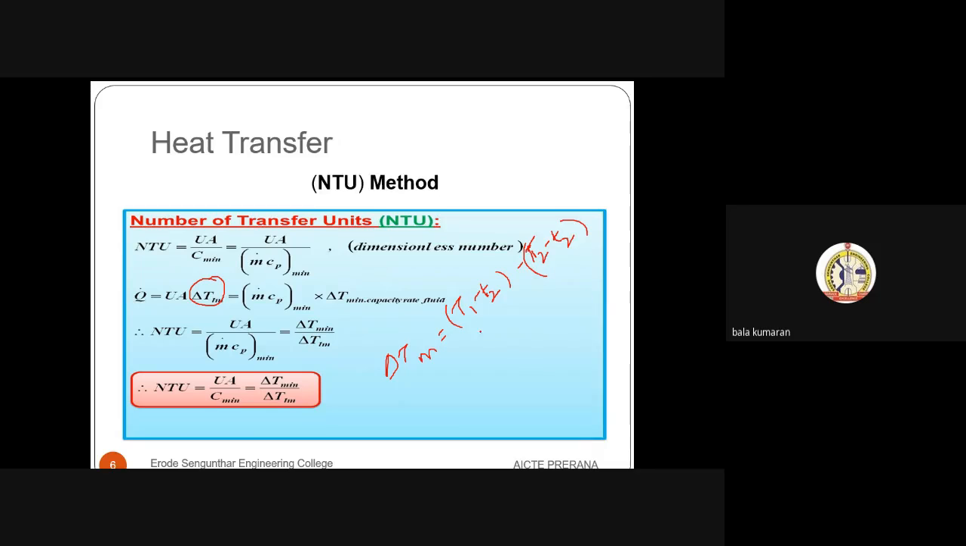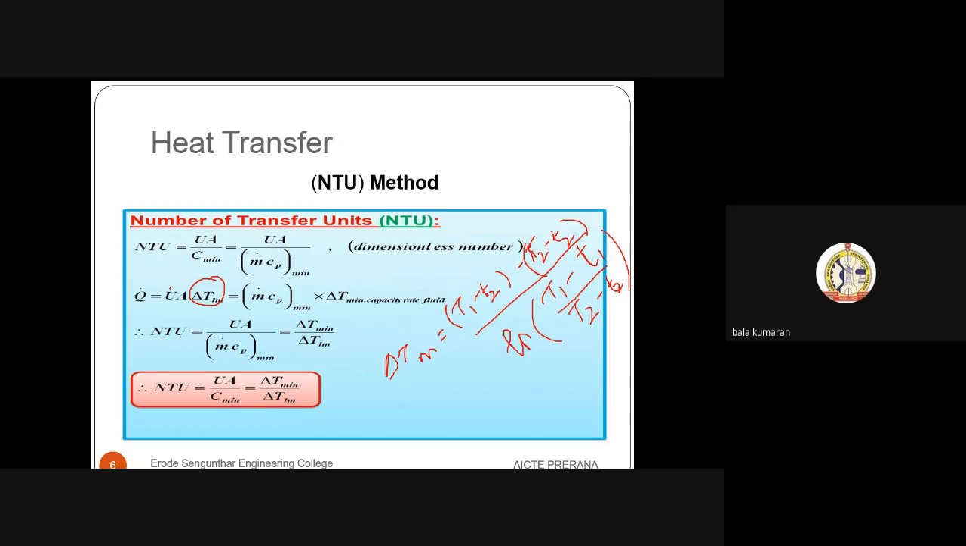Divided by ln of capital T1 minus small t1 divided by capital T2 minus small t2. You know ln, right? If we apply this formula, we will get the value of del Tm.